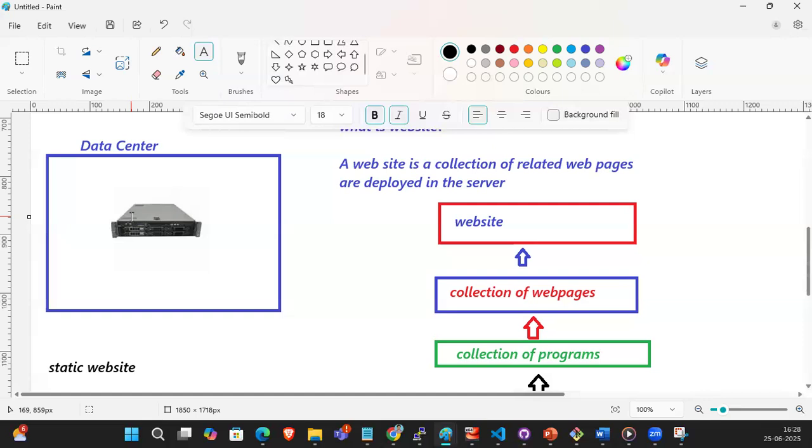The static website is one where we cannot edit or modify the files. It is just connected to the server and to the pages, and those pages are in a readable format only. You cannot do anything. You just read the information and leave it. So that is the difference between dynamic and static. You guys understood?